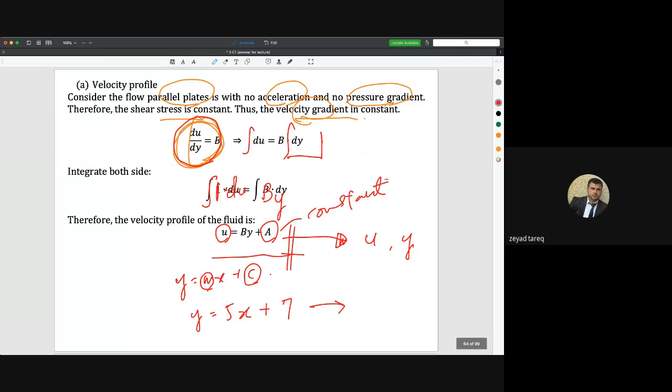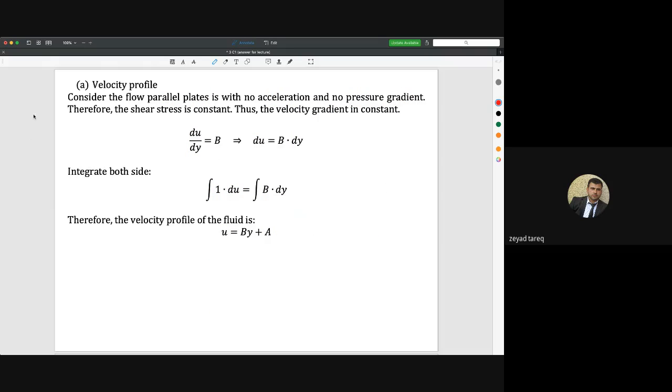Yes, doctor, if you don't mind, I have two questions related to a tip. First, when we assume no acceleration, no pressure gradient, no shear stress, how can we know that there is no acceleration, no pressure gradient, and no shear stress?